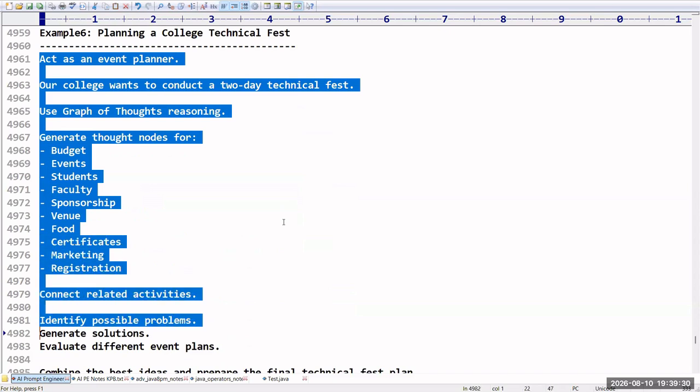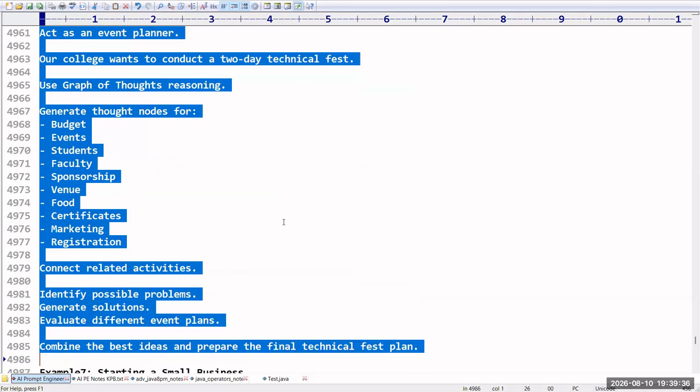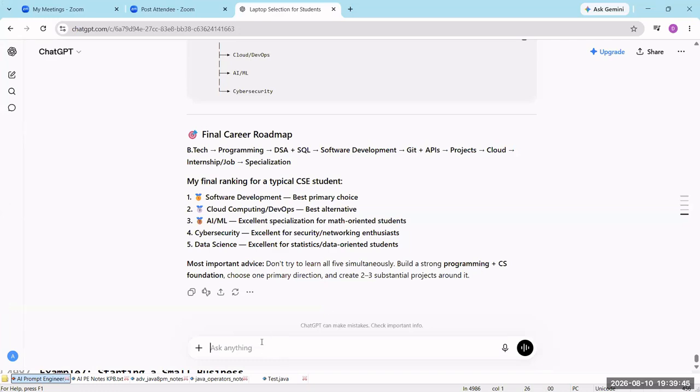Connect related activities. Identify the possible problems. Generate solutions. Evaluate different event plans. Combine the best ideas and prepare the final technical fest plan. Just have a look.